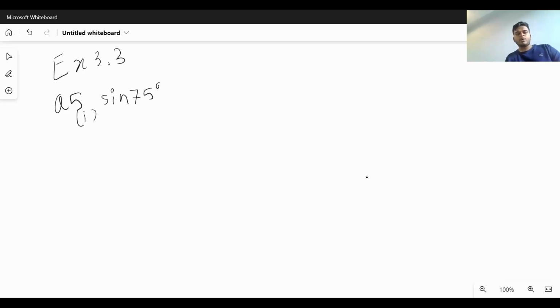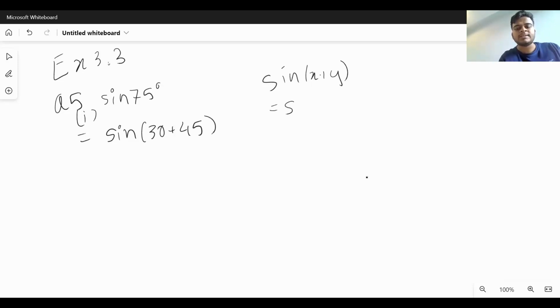So here, a very important identity is applied, right? We express, or break down, 75 degrees as being equal to 30 plus 45 degrees. This was the main catch in the question. And as we all know, sine of x plus y is nothing but sine x cos y plus cos x sine y. Correct? Now try and plug in these values here.